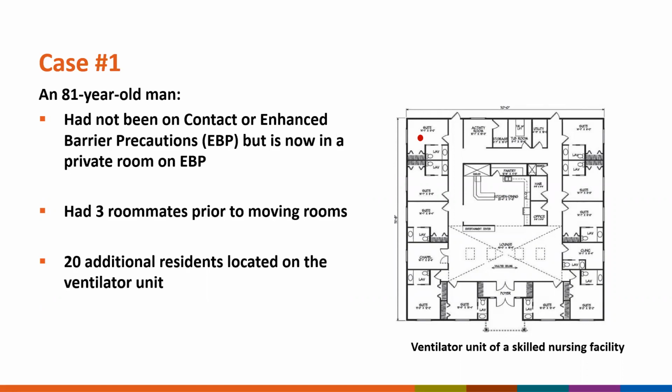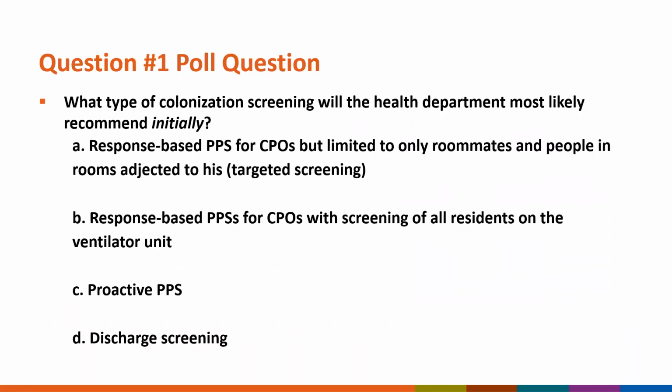He had not been on contact or enhanced barrier precautions, or EBP, prior, but is now in a private room on EBP. He had had 3 roommates prior to moving rooms, and in addition, there are 20 additional residents located on the ventilator unit. So here's our first poll question. I'm going to try to launch it. I'm hoping you guys can see it.